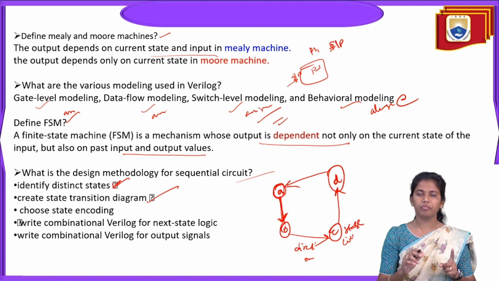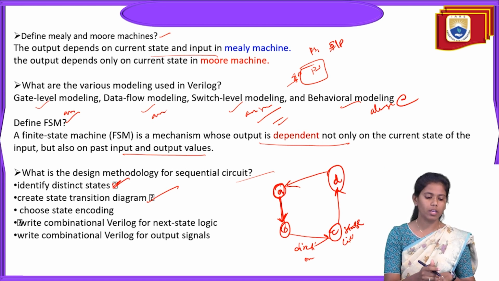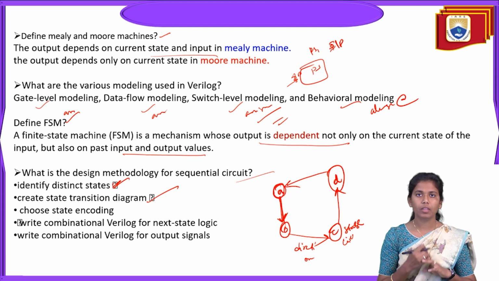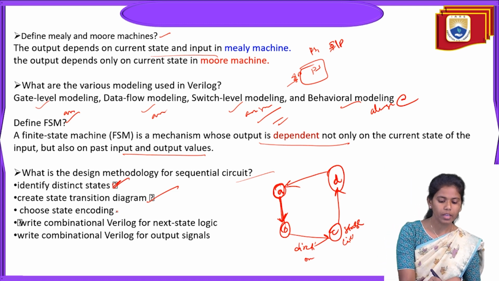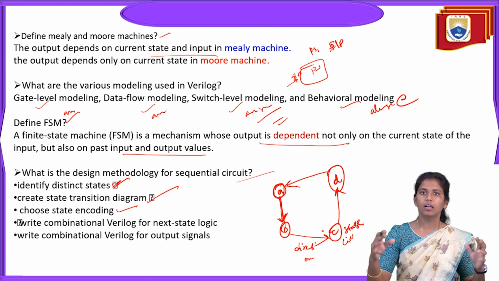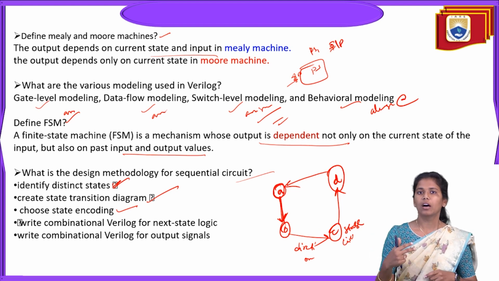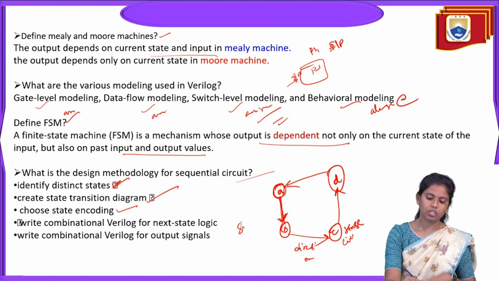Now the first step is identifying the states. The second step is the transition diagram, and the third step is encoding. Choose state encoding. If the considered states look like a complex structure, then we have a chance to reduce it by using the state reduction process.